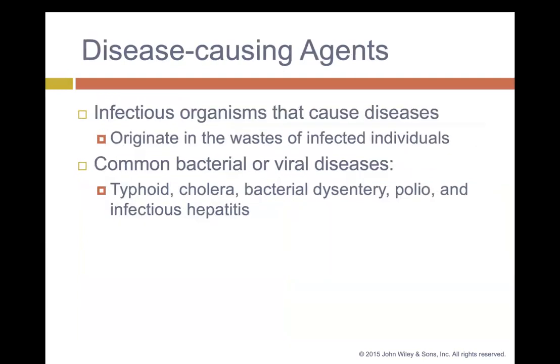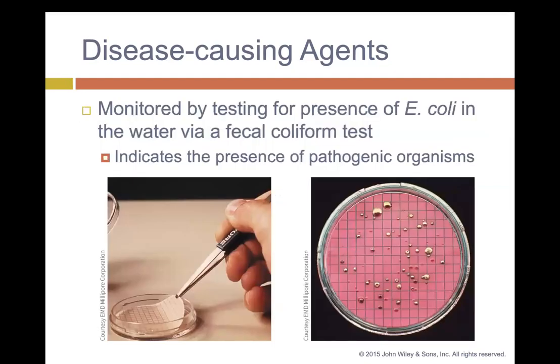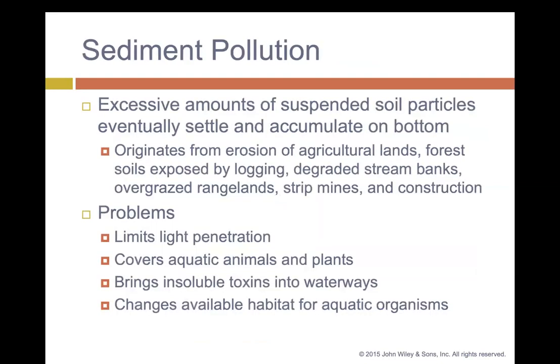Infectious organisms can cause diseases that originate in the wastes, and common bacterial or viral diseases can be typhoid, cholera, dysentery, polio, and hepatitis. And you can see those disease-causing agents that can come from the sewage and infiltrate the water, as shown there. So we can monitor this by testing, and this testing can indicate the presence of pathogenic organisms like E. coli.